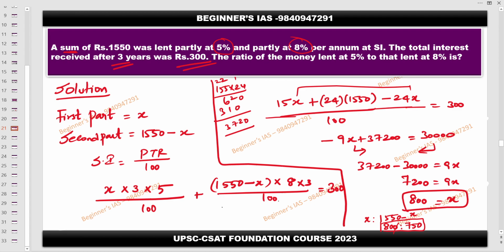So here 0 0 gets cancelled, then go with the 5 table. If you are using 5 table, then it will become 16 times, then here it will become 15 times, then the final ratio is 16 is to 15.